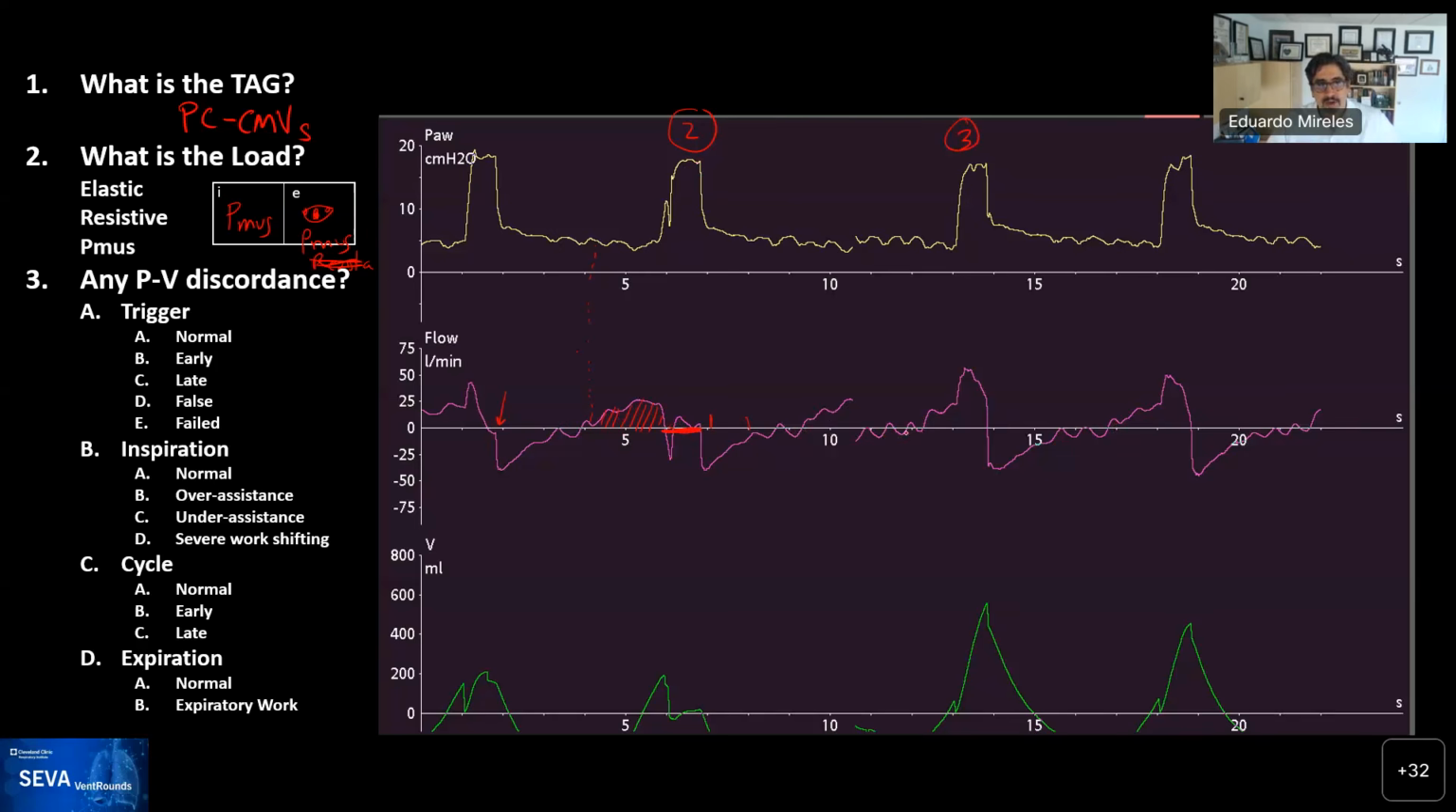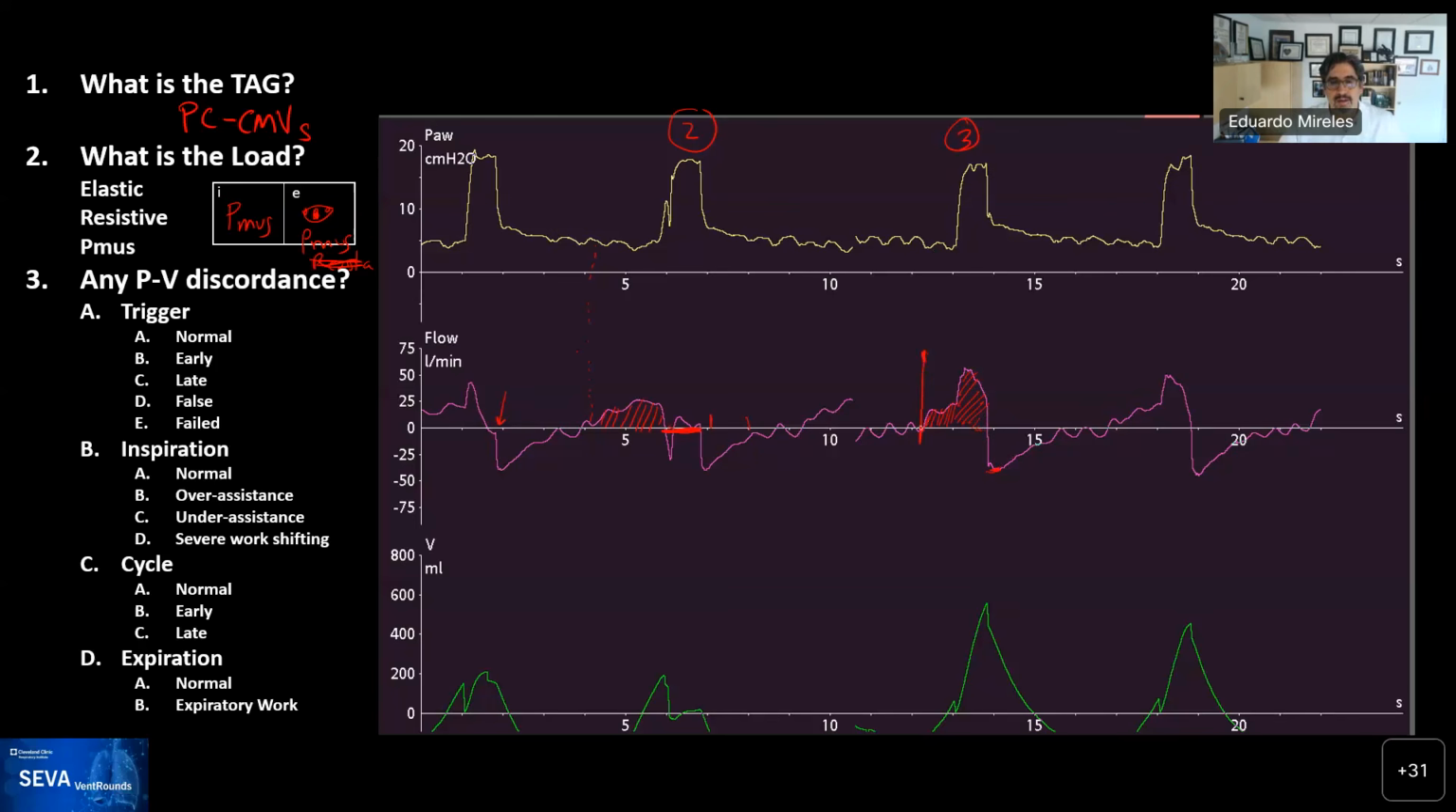This is how long PMOS is, this length from here to here. And in this one, I would say that PMOS, inspiratory PMOS, goes from here probably to here, somewhat like that. Rob, what do you think about that? I was curious why it didn't trigger a breath. If they're inhaling, why didn't it trigger a breath?